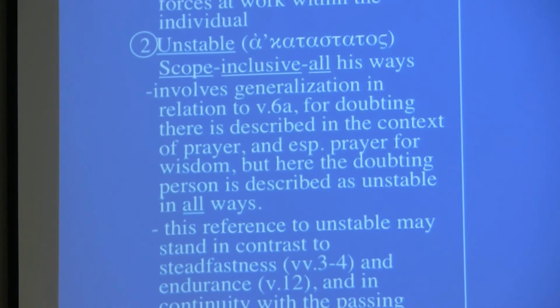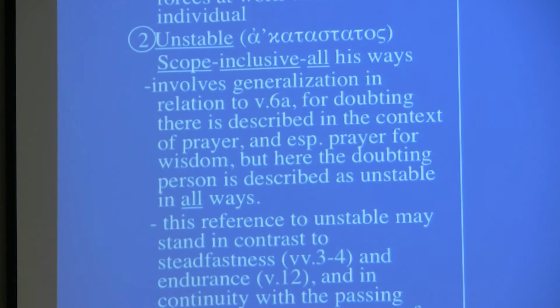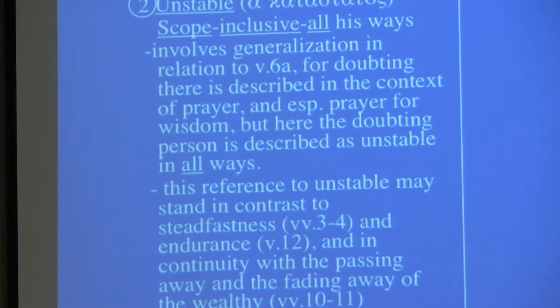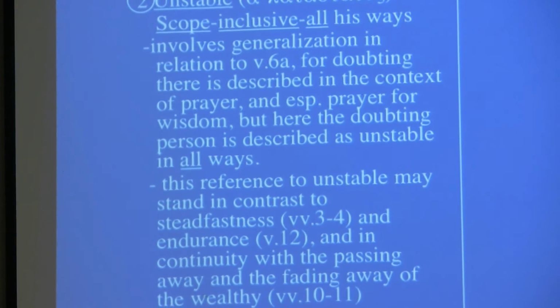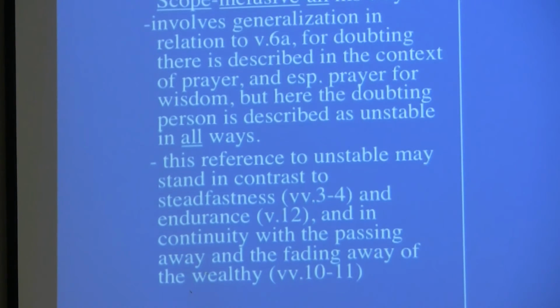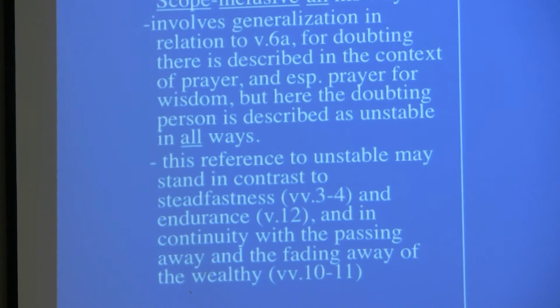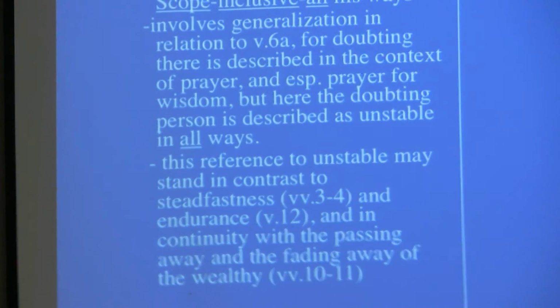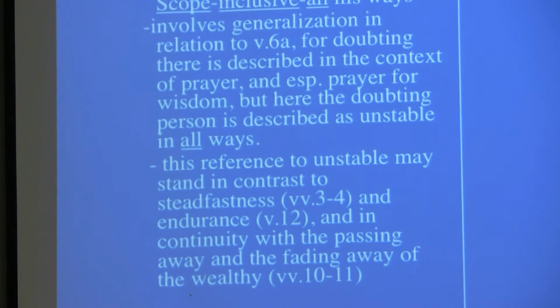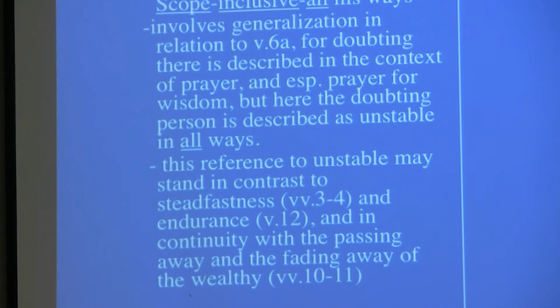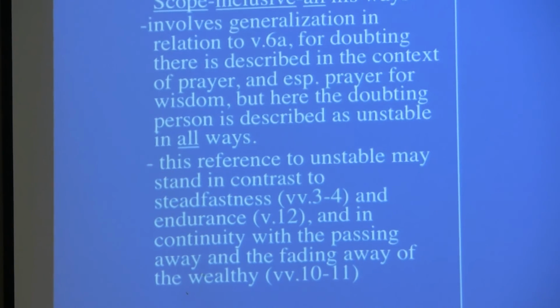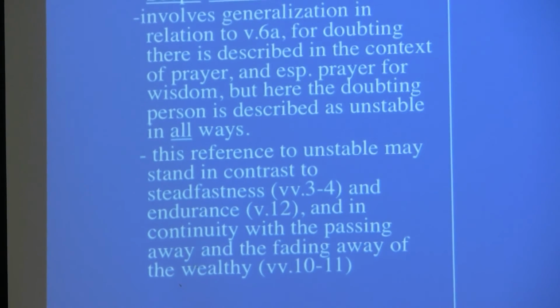So, as I say, it involves generalization in relation to verse 6a, for doubting there is described in the context of prayer, and especially prayer for wisdom, but here the doubting person is described as unstable in all his ways, not simply pertaining to prayer or prayer for wisdom. Now, this reference to unstable may stand in contrast to steadfastness, verses 3 and 4.